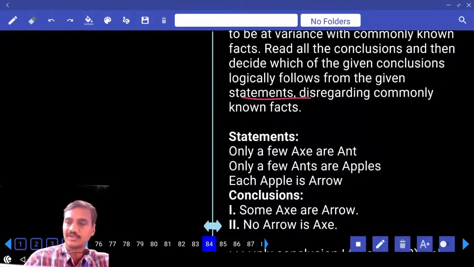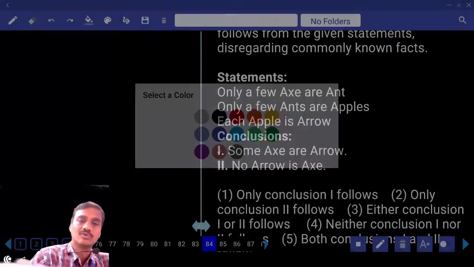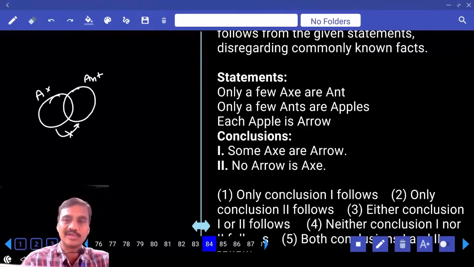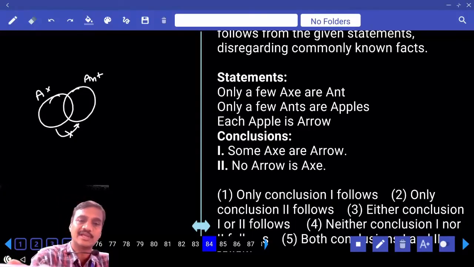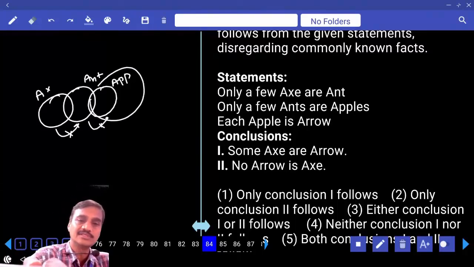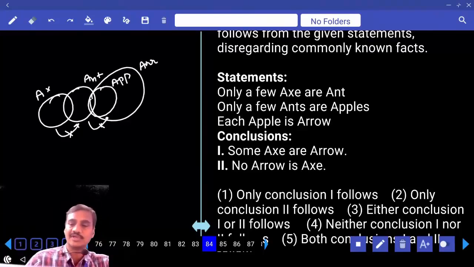Then coming to the first one, only a few X are AND. The meaning is, only some of the X's are AND but not all. Only a few ANDs are apples, only some of the ANDs are apples but not all. Each apple is an arrow. Every apple is an arrow. Now this is the information we have.